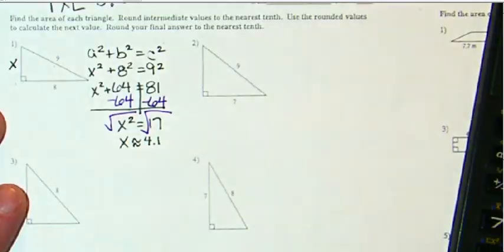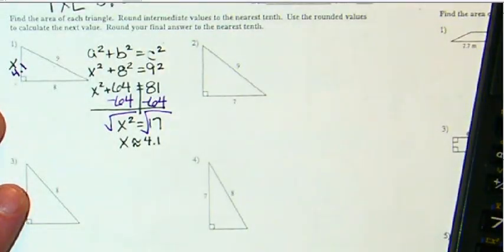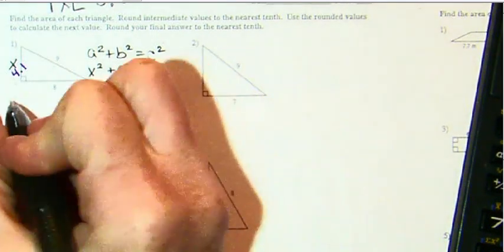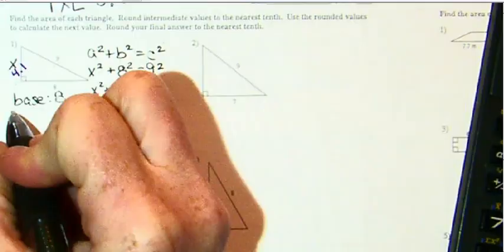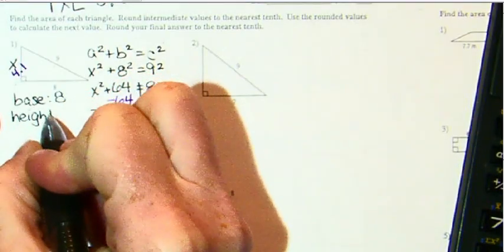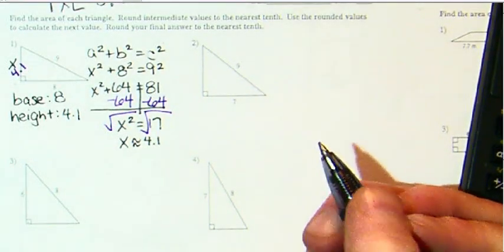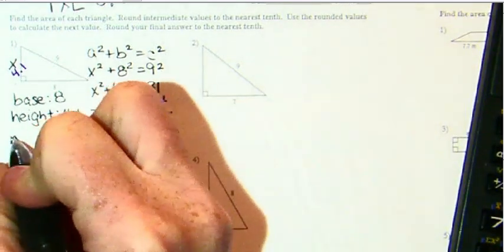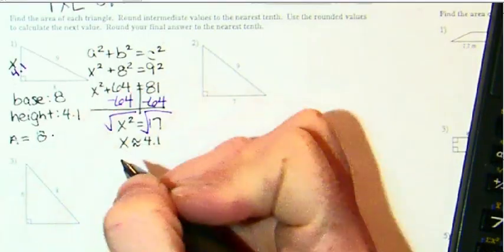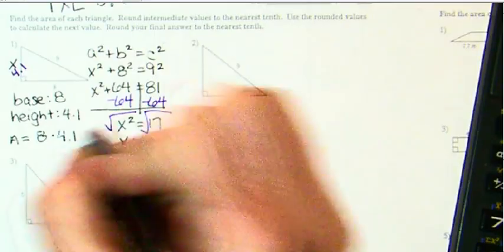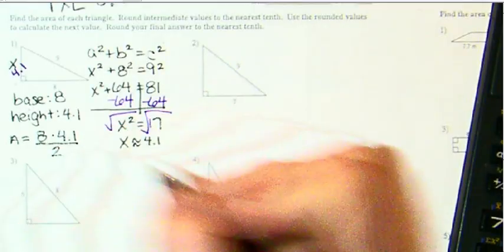So we're going to go over here and label x as 4.1. And now we know we can label our base is 8. Our height is 4.1. And using that formula, the area formula, area equals the base, which is 8, times the height, which is 4.1, all over or divided by 2.